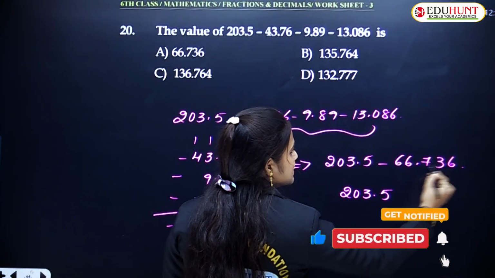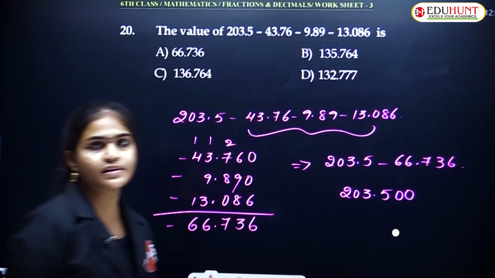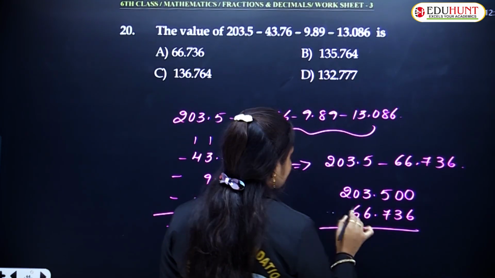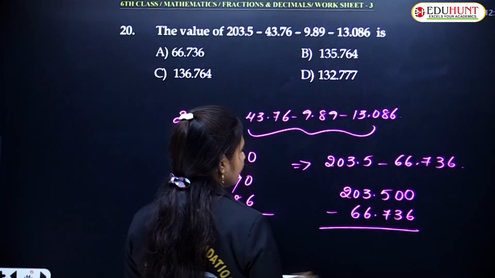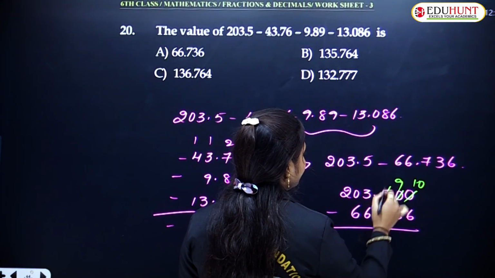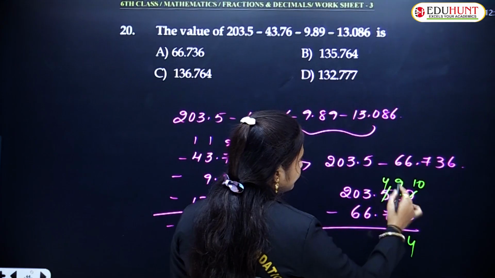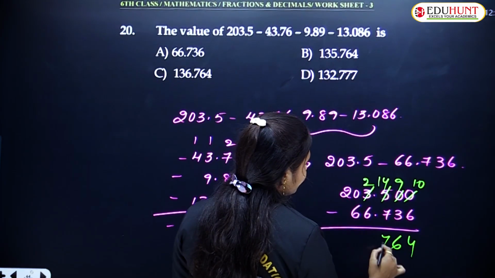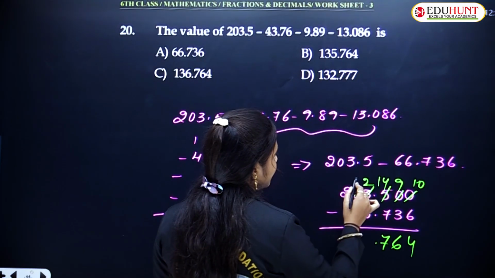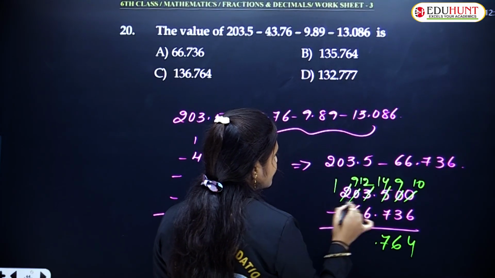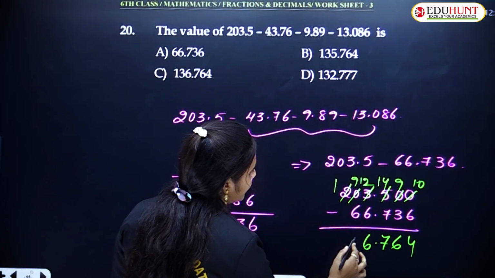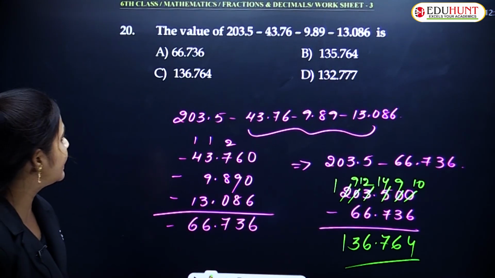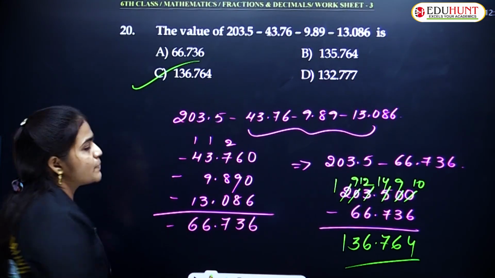So as per this, 203.5, and here there are 3 decimal places, no? So keep 2 zeros next to it. From this we have to subtract 66.736. Okay, this is 10, 9, 4. 10 minus 6 is 4, 9 minus 3 is 6, 4 minus 7 not possible, so 14, and here 2. 14 minus 7 is 7, 2 minus 6 is not possible, so 9, and here 12. 12 minus 6 is 6, 9 minus 6 is 3, and 1 minus 0 is 1. So 136.764. Which option is satisfying here?